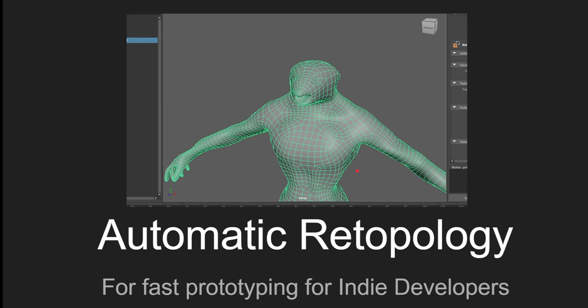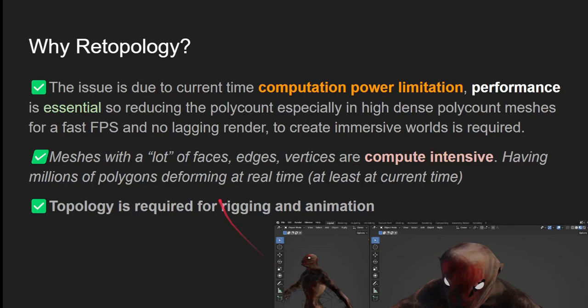Okay, so welcome to this video of automatic retopology. I'm an indie developer and this flow is very helpful for fast prototyping. But okay, first, why retopology? The issue is due to current computation power limits. Performance is essential, so reducing the poly count, especially in high dense poly count meshes, is crucial for getting a good FPS in video games, 60 FPS, and no lagging render.